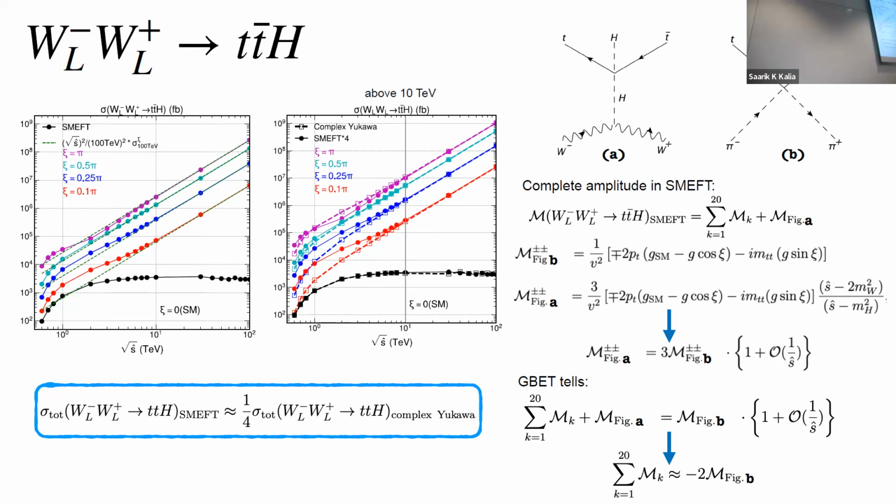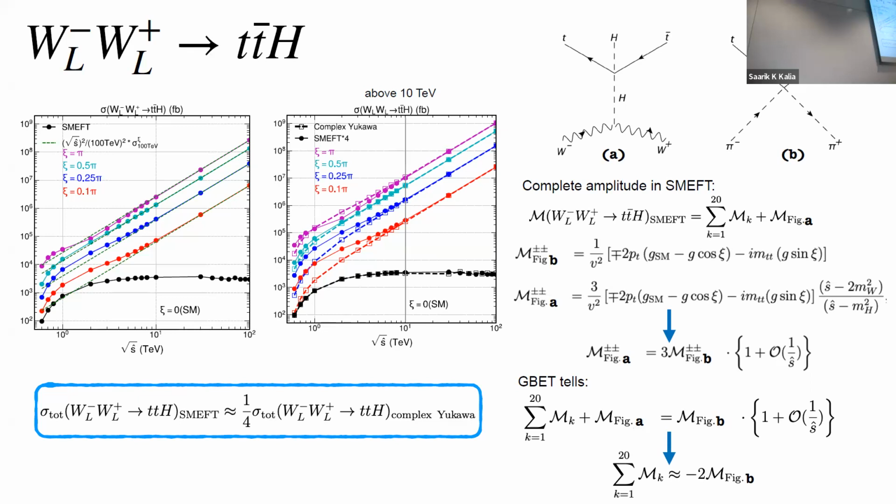But then I realized, if this is correct, I should be able to check the correctness just by using the Goldstone theorem. And the Goldstone amplitude is so easy, I can calculate it by hand, right? So that's what I did. So actually, this is the correct result. Okay? And you can see this is a square root-based dependence of the SMEFT. And just for comparison, we compare complex Yukawa and SMEFT times 4.